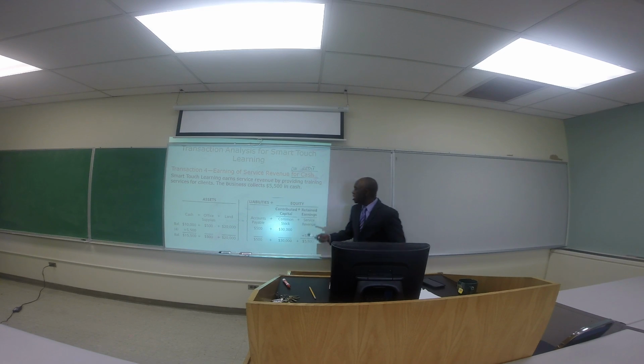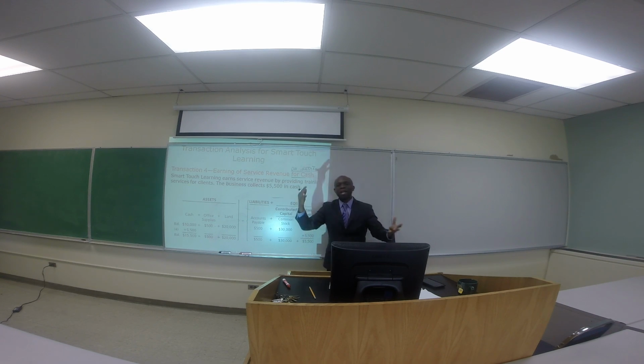Then what has happened? Equity. Remember we talked about service revenue being part of equity, and that is $5,500. So our equity went up and our cash went up. So the two sides of the accounting equation are in balance. One account goes up here, one account goes up here, so the equation is in balance.